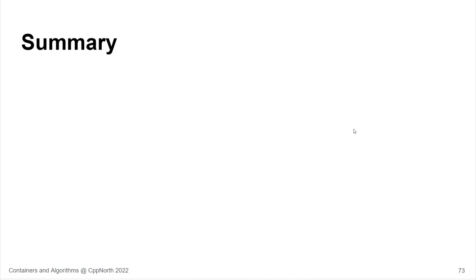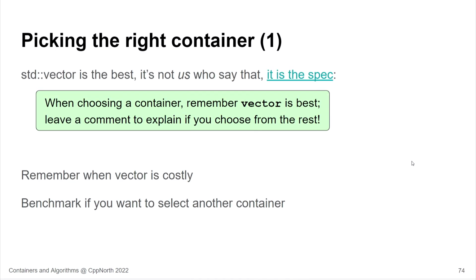Summary. Picking the right container. The spec is, in some cases, rhymes. So the green box is from the spec. When choosing a container, remember vector is best. Leave a comment to explain if you choose from the rest. This is an actual sentence from the specification. So go with a vector, unless you have a benchmark showing that, oh, here list would be better.